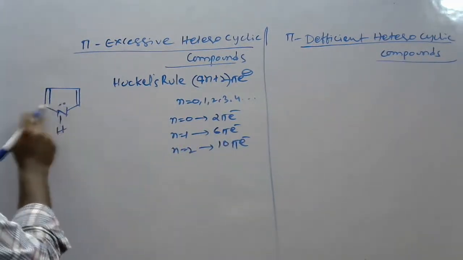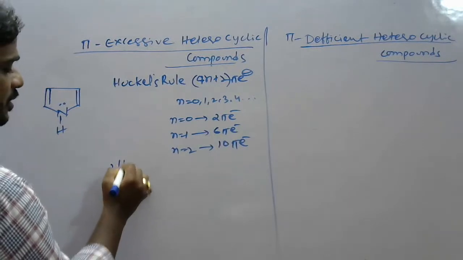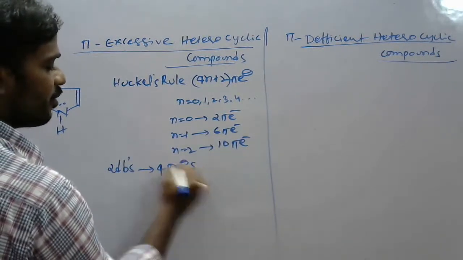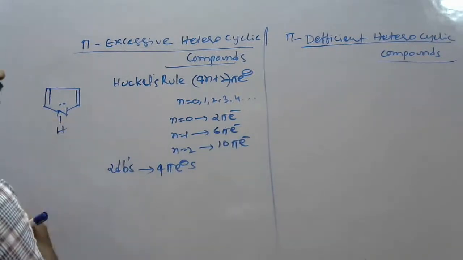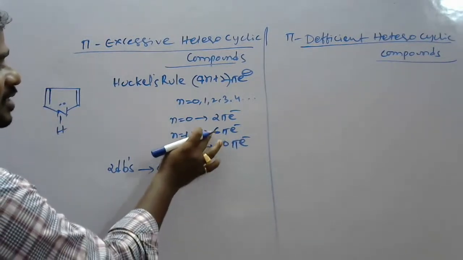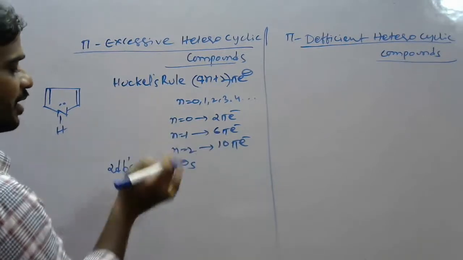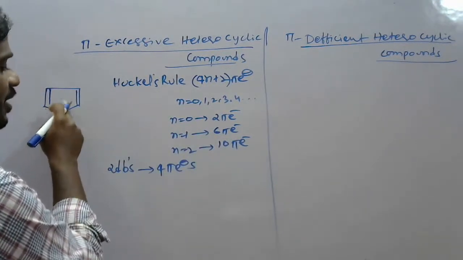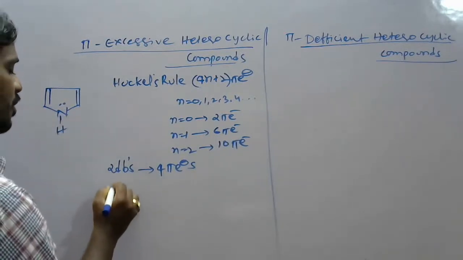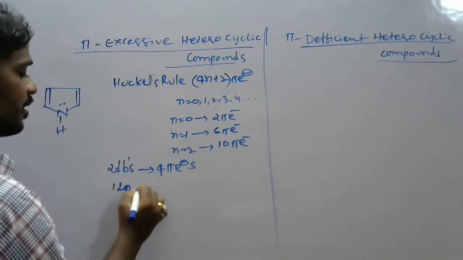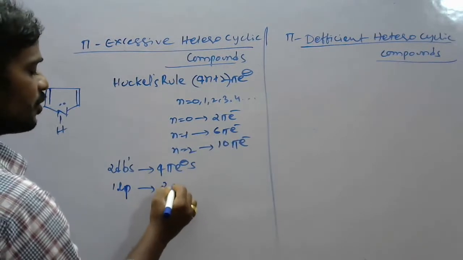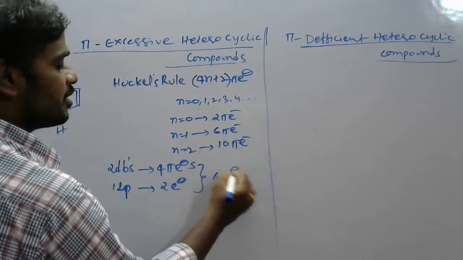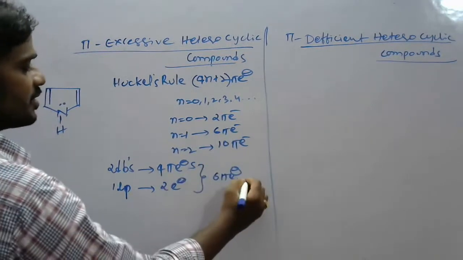So here, how many double bonds are there? 2 double bonds, which means 4 pi electrons. Here it does not follow this condition of either 2 pi electrons or 6 pi electrons. So how many electrons are deficient? 2 electrons. Therefore, the lone pair of electrons is involved here. One lone pair contributes 2 electrons, so the total is 6 pi electrons. Therefore, the condition is satisfied.